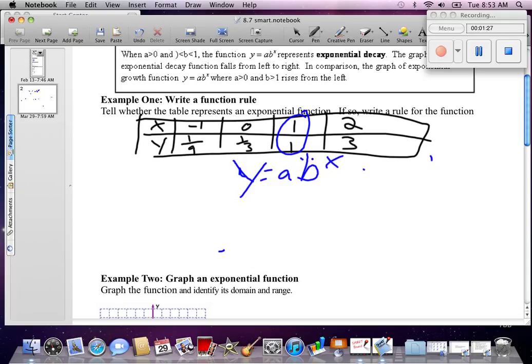Okay, to find a, the first thing we're going to do is plug in when x equals 0, what is y? Y is 1/3. We get 1/3 equals a times b to the 0 power. B to the 0 power is what? Anything to the 0 power is 1. So we get 1/3 equals a, right? Because anything times 1 is itself.